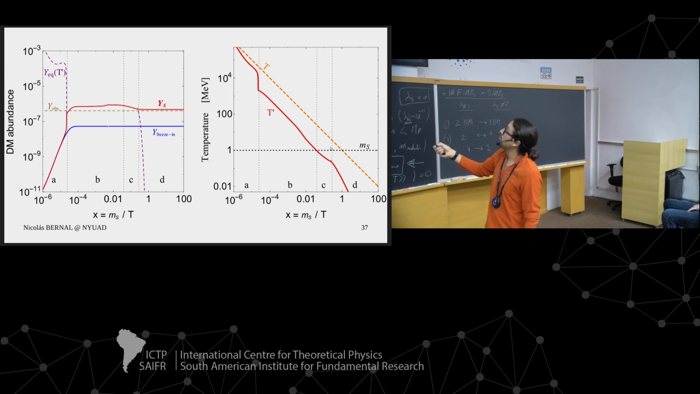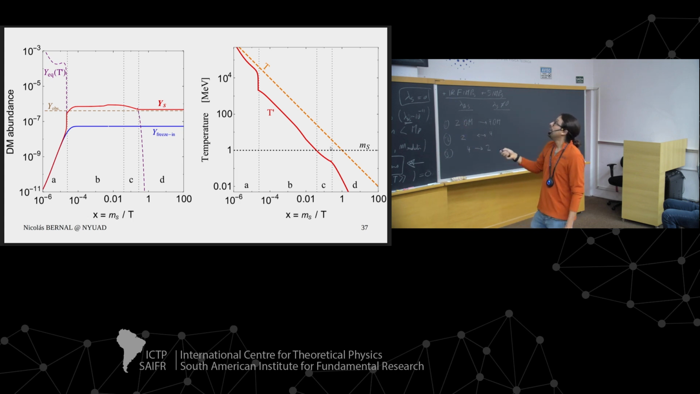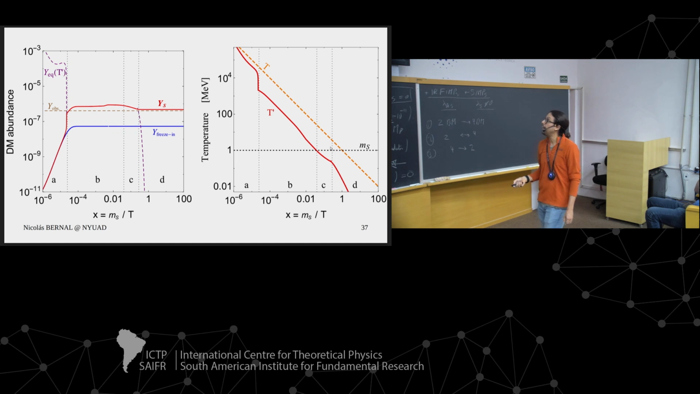And here I'm showing a plot of the temperature as a function of x, the inverse of the temperature. By construction, T is the temperature of the standard model. It goes like 1 over x, just by construction. So the dashed red line corresponds to the evolution of the standard model temperature, very boring, just a power law by construction. And this T prime in black corresponds to the evolution of the temperature of a dark sector. So at the beginning, they have basically the same temperature.